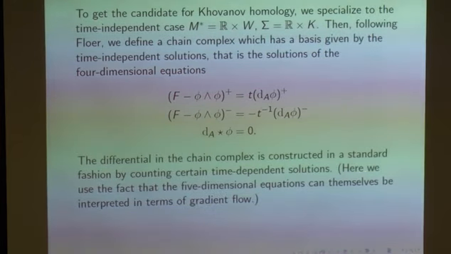The differential in the chain complex is constructed in a standard way by counting certain time-dependent solutions. I haven't even written the five-dimensional equations. They're the ones you get from here by categorifying, in other words, replacing phi 0 by b by s. So to define the differential in the chain complex, we count solutions of the five-dimensional equations that interpolate between given four-dimensional solutions in the past and the future. In setting it up, we use the fact that the five-dimensional equations can themselves be interpreted in Morse theory in terms of gradient flow as well. So the formal structure is exactly like Floer theory.